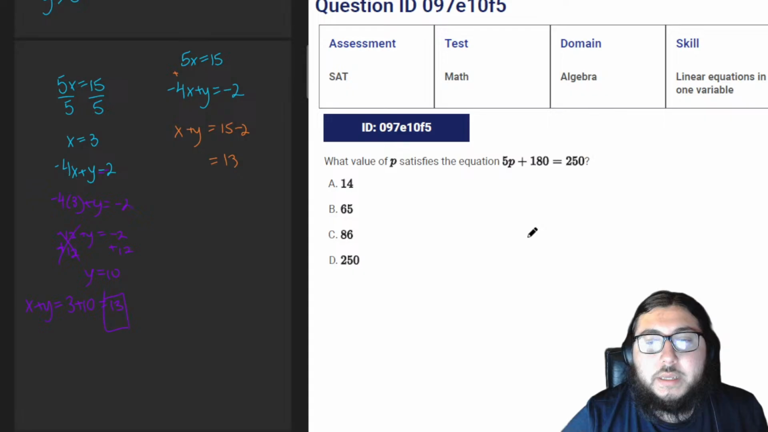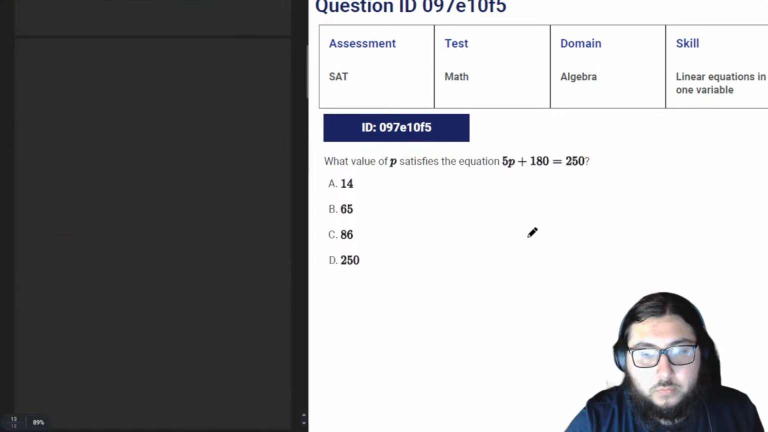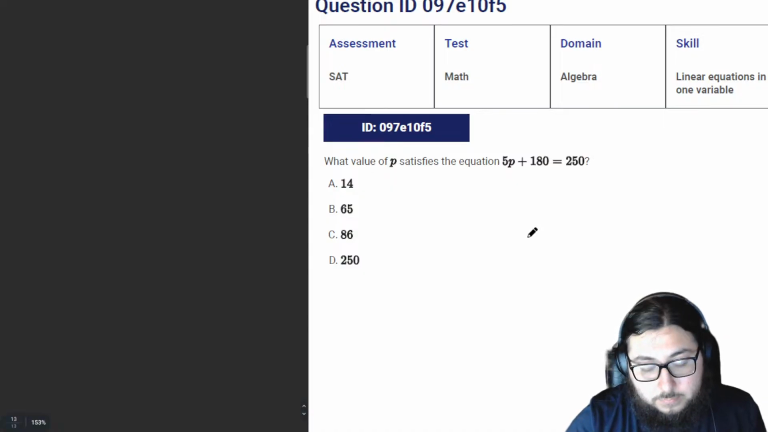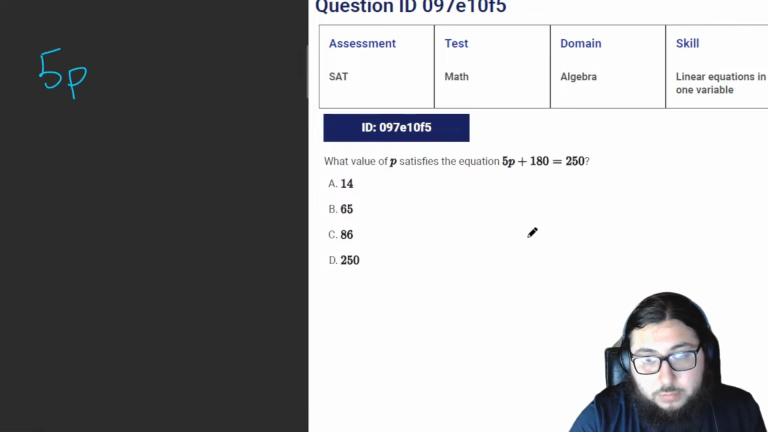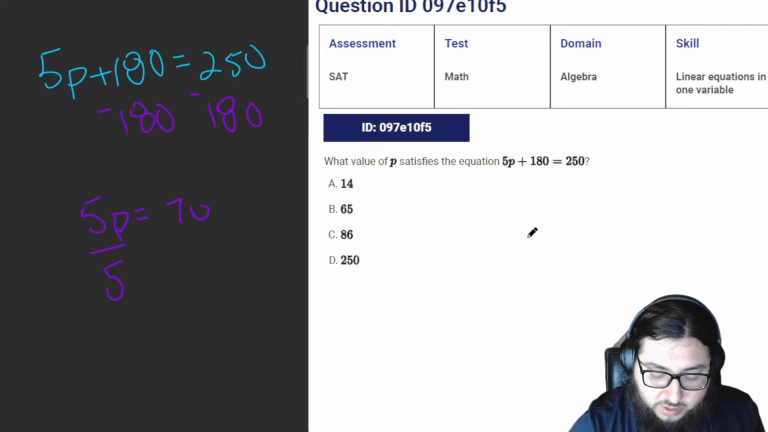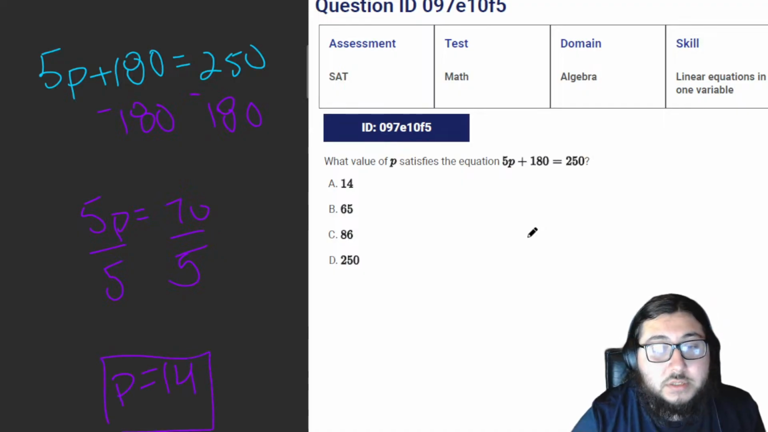What value of p satisfies the equation 5p plus 180 equals 250? This one is really just asking us to solve for p. It asks us to find the value of p that satisfies the equation. That's another way of saying find p in this equation. So 5p plus 180 equals 250. Subtracting 180 from both sides gives us 70. 5p is equal to 70. Dividing by 5 on both sides gets us that p is equal to 14, which corresponds to letter choice A.